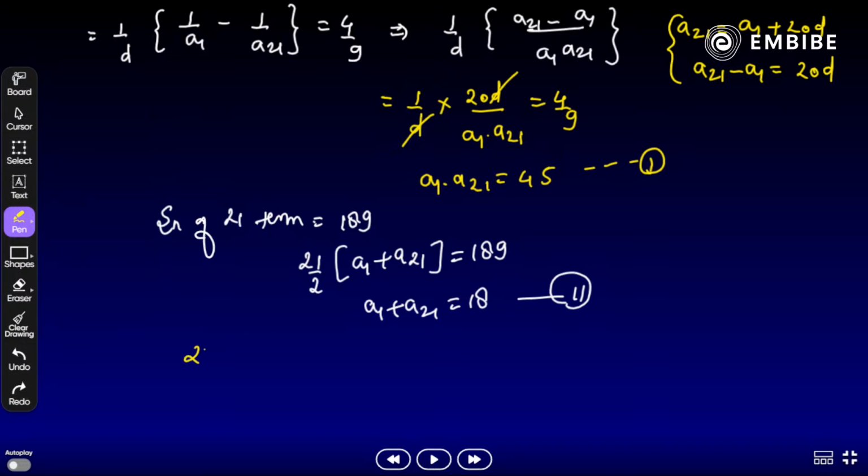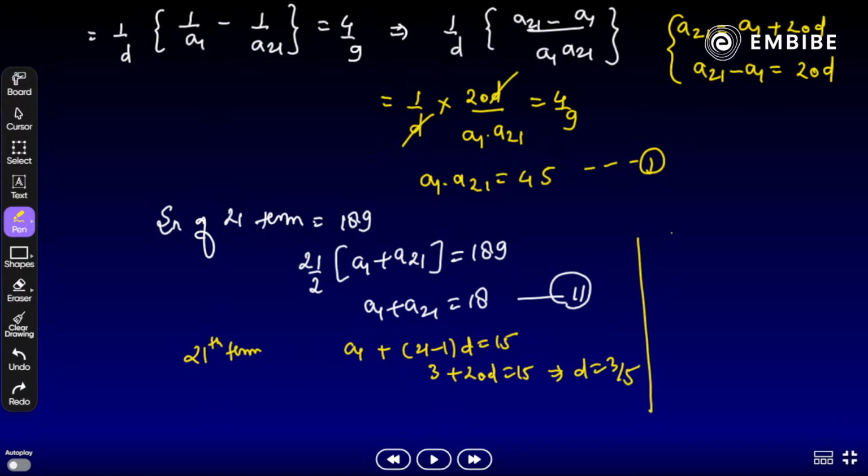Again I have to write down the 21st term here, so that should be what? It should be a plus (n minus 1)d, correct? A plus (21 minus 1)d is equal to 15. Now try to substitute here. That should be 3 plus 20d is equal to 15. And once we solve, we get d is 3 by 5.